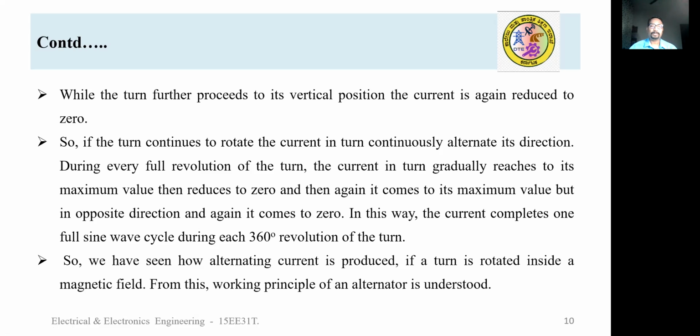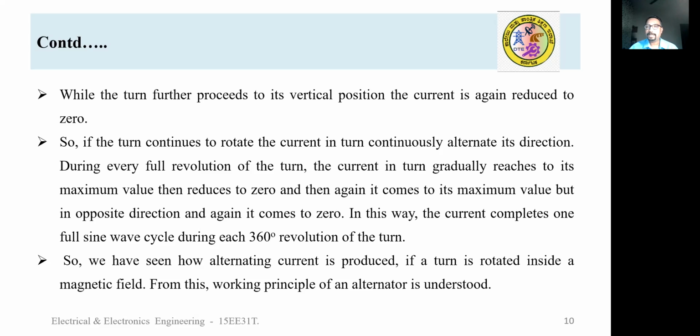Now, finally, we have seen how alternating current is produced if a turn is rotated inside a magnetic field. From this discussion, from the assumptions of the simple loop generator, we can understand that when a coil is rotated in a magnetic field, the EMF is induced and that is alternating in nature. So this is the basic principle of operation of an alternator.